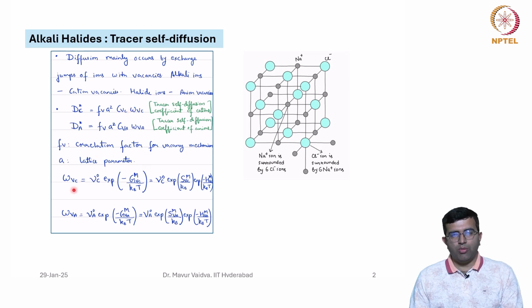Omega Vc and omega Va are the corresponding jump frequencies, which can be written as, for example, omega Vc equals nu Vc naught exponential minus G_m Vc by kBT, and the G can further be split into entropy and enthalpy terms. Similarly, omega Va can also be written.